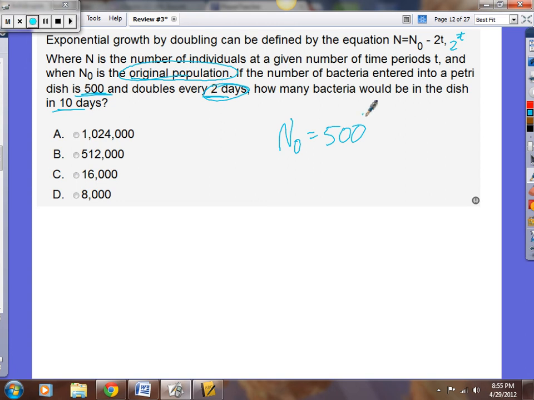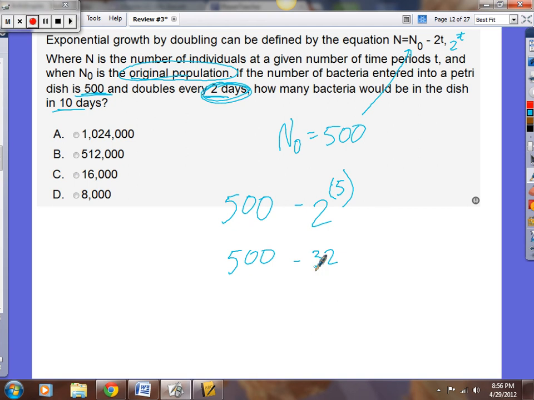So I'm going to plug this 500 in right here. So you're going to have 500 minus 2 raised to the, how many times is it going to double? If it's doubling every 2 days for a period of 10 days, this is how many times it doubles right here, and I'm going to put a 5. It's going to double 5 times. So if I go 2 raised to the 5th power, 2 times 2 times 2 times 2 times 2, it's only going to give you 32. So 500 minus 32, but something's wrong because I don't even see that as an answer up here.